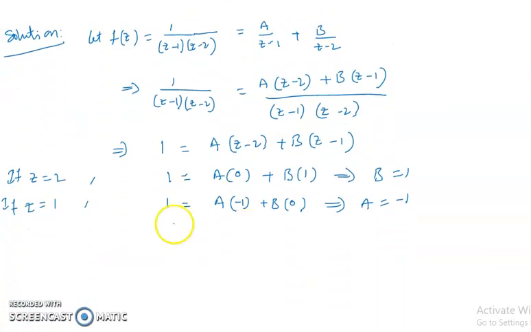Now we write the function f of z. We can write a by (z minus 1) first. What is a here? a is minus 1, so minus 1 by (z minus 1), plus b, which is 1, by (z minus 2). Now we have to expand about z equal to 0. We have to write the denominator in 1 plus x or 1 minus x form.